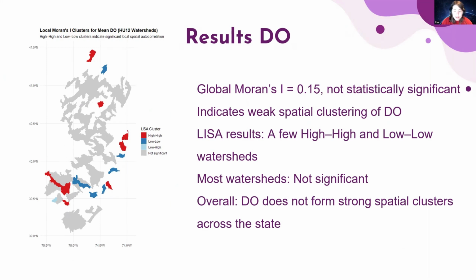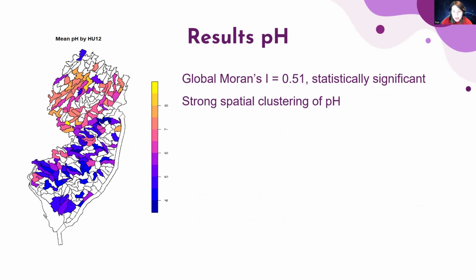The global Moran's I for DO was 0.15. But this was not statistically significant, and the residual Moran's I showed the same pattern. Because no meaningful spatial dependence remained, I determined a spatial regression model was not required for DO. For pH, however, the results were very different from DO. The global Moran's I for pH was 0.51, and this value was statistically significant, showing strong spatial clustering across New Jersey watersheds.